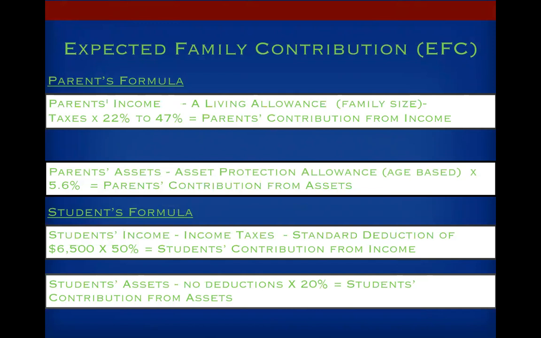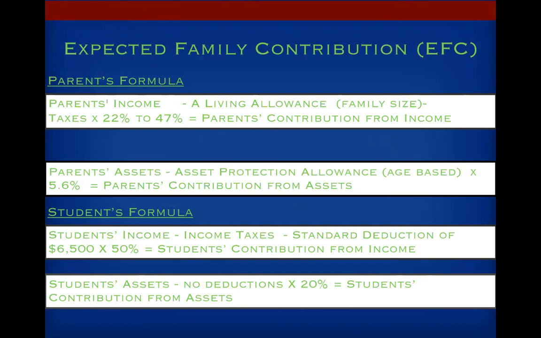Part 3, this is where it starts getting a little bit more tricky. When it comes to parents, parents have what's known as an asset protection allowance. The asset protection allowance allows parents to shield some assets, in a sense. The way it works is this. The easiest way for me to explain is to give you an estimated number, because this equation has been changed a multitude of times over the last few years.